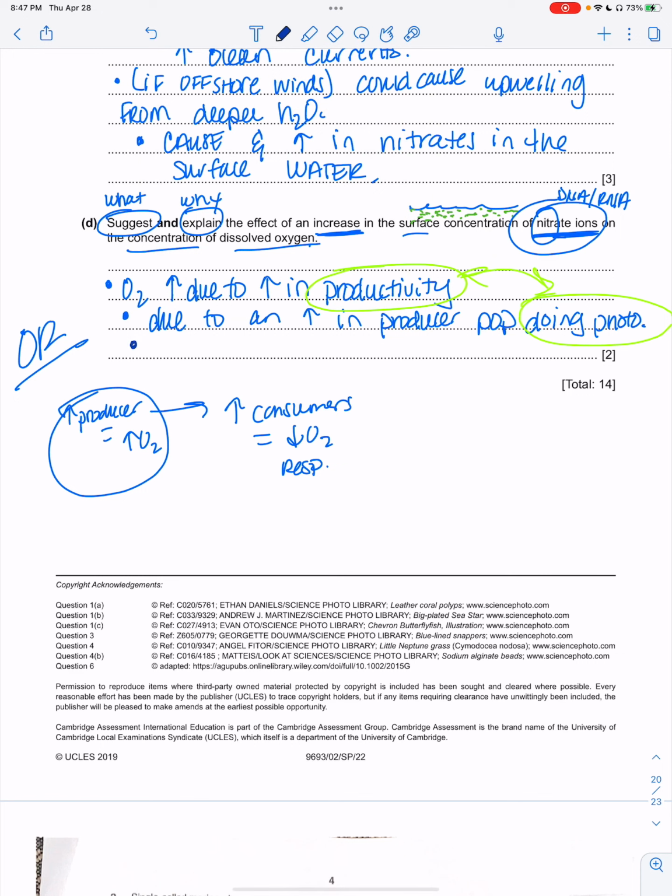Or we could say O2 will decrease due to, but in order to get the mark for this next part I'm writing, you would still have to consider the first part of your producer population. But oxygen can decrease due to an increase in respiration. And then explain why. This is the why.